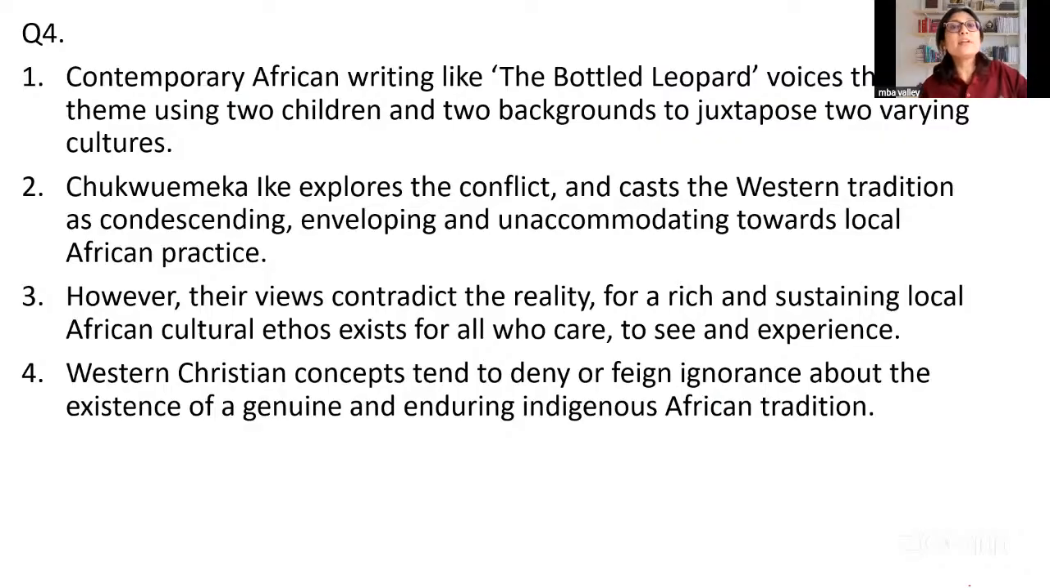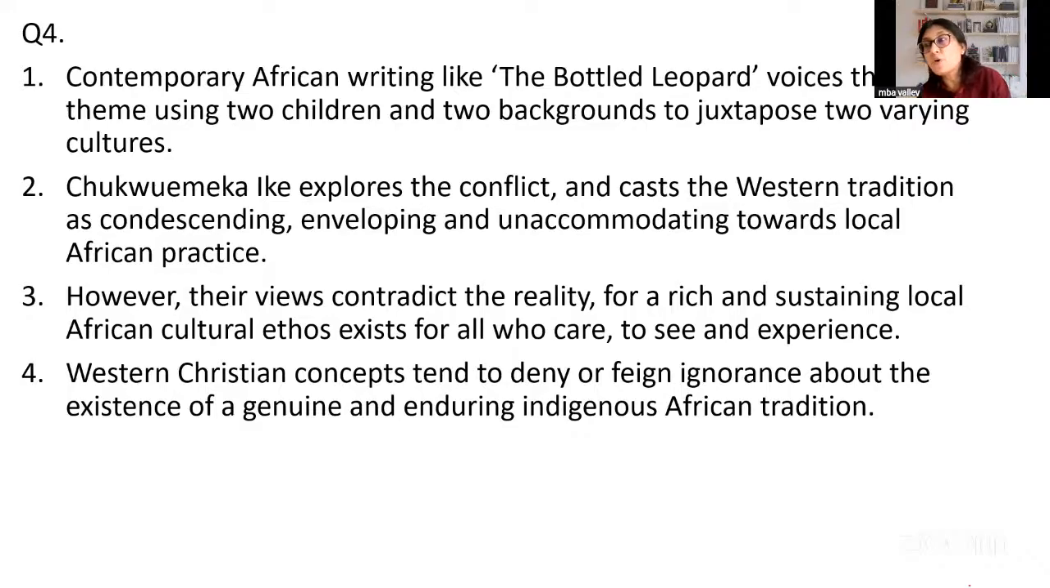Let's read it together. Contemporary African writing, like The Bottle Leopard, voices this theme using 2 children and 2 backgrounds to juxtapose 2 varying cultures. Chukwemeka explores the conflict and casts the Western tradition as condescending. Condescending is looking down on somebody. Enveloping and unaccommodating towards local African practice. However, their views contradict the reality for a rich and sustaining local African cultural ethos exists for all who care to see and experience. Western Christian concepts tend to deny or feign ignorance about the existence of a genuine and enduring indigenous African tradition. Very complex sentences, but giving us clear references.